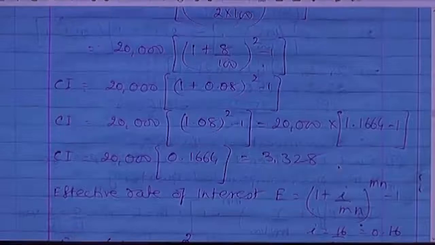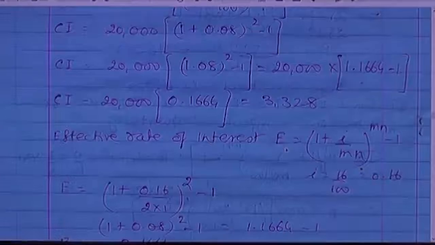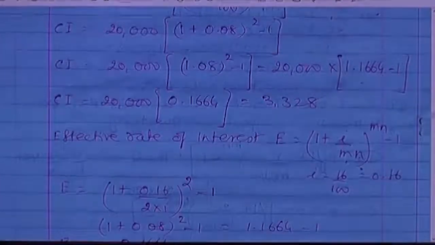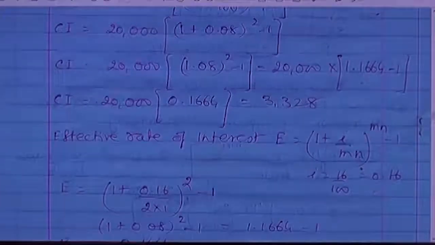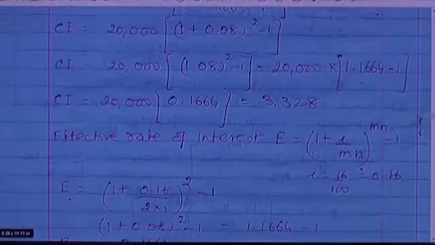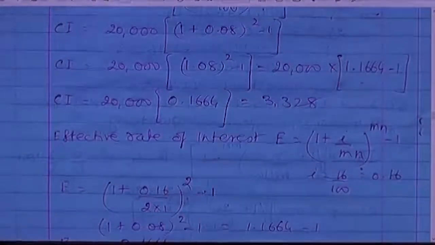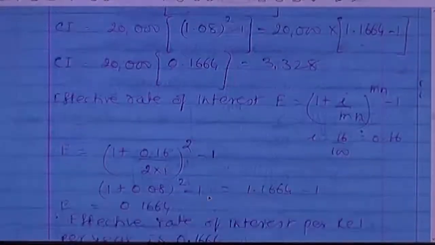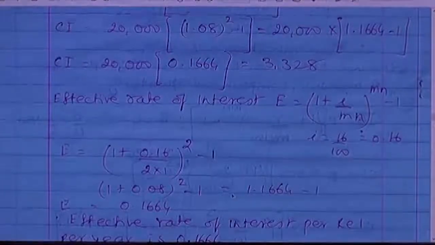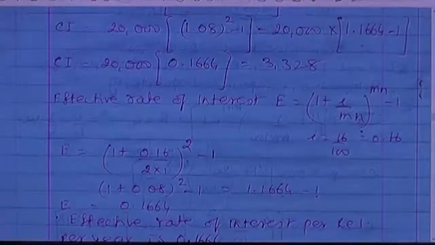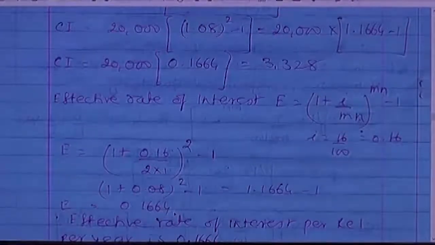Now we want to find out the effective rate of interest. So effective rate of interest denoted by E is given by 1 plus I upon Mn raised to Mn minus 1, where I is equal to 16 upon 100, that is 0.16. So using this formula, effective rate of interest will be equal to 1 plus 0.16 upon 2 into 1 raised to power 2 minus 1. So that gives us 1 plus 0.08 raised to the power 2 minus 1, that is equal to 1.1664 minus 1. So effective rate of interest will be equal to 0.1664.